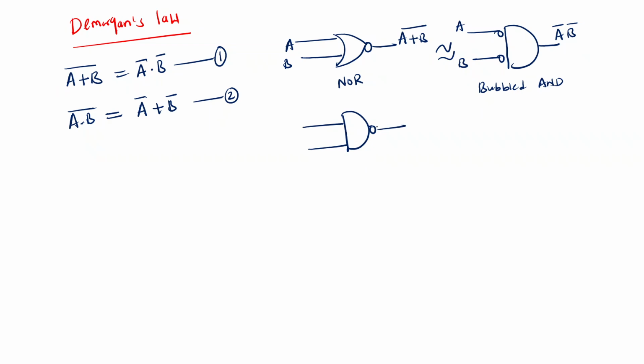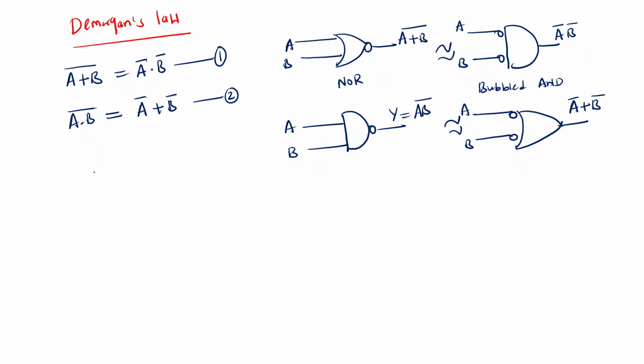NAND gate equals what? This is A, B, Y equals what? Y equals (A B) whole bar. So the NAND gate is equivalent to a bubbled OR. Here, with A, B, you are getting A bar plus B bar. A bar plus B bar. Okay, so this is about that.